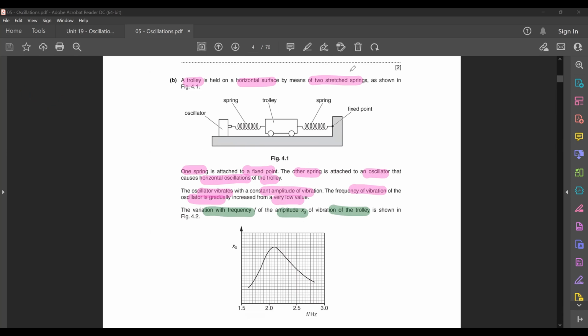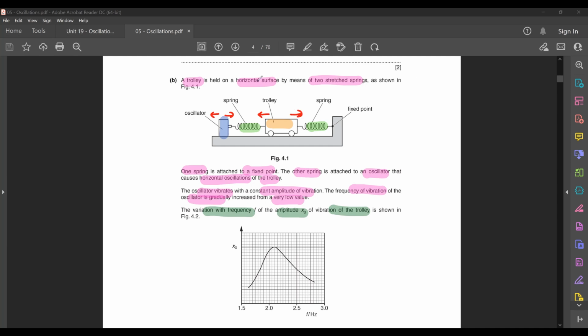So right now, what you have is this trolley right over here. It's connected to two springs on either side. One particular spring is connected directly to an oscillator. So this oscillator will actually cause some sort of vibration. It will actually move left and right in this manner. When it moves left and right, it will in turn cause the spring to move, and then after that, the trolley will also move along with it.